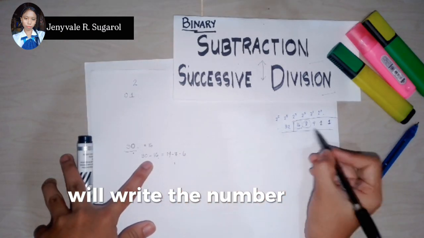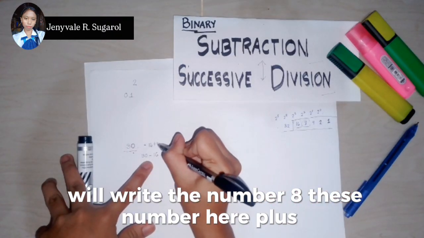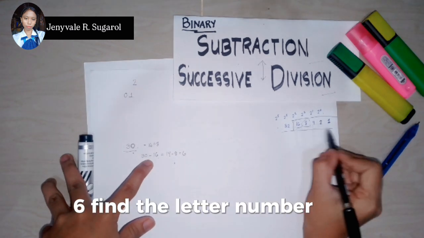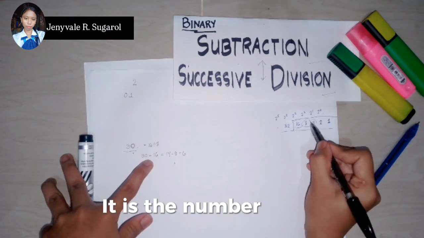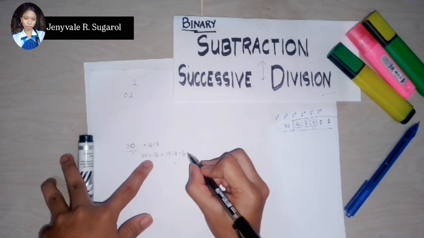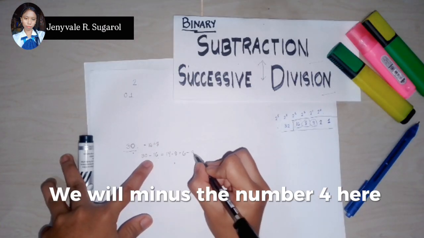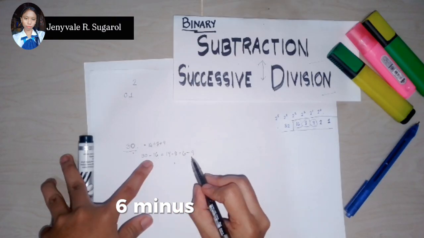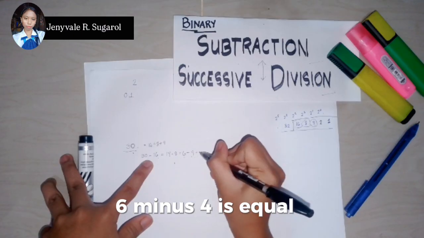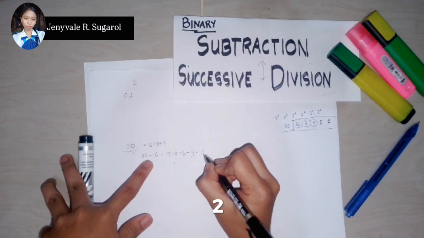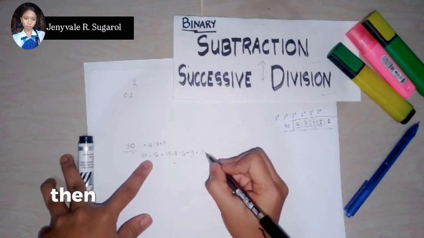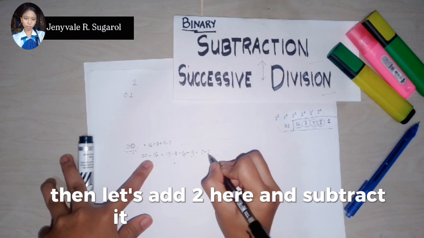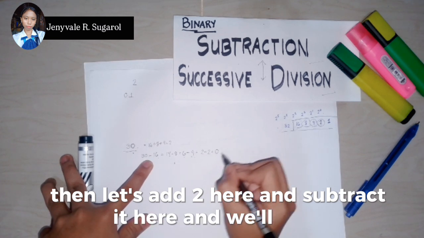We will write the number 8, this number here, plus 8. 6, find the lesser number here. It is the number 4. We will minus the number 4 here and add it above number 4. 6 minus 4 is equal to 2. And since there is a 2, let's add 2 here and subtract it here, and we'll get 0.